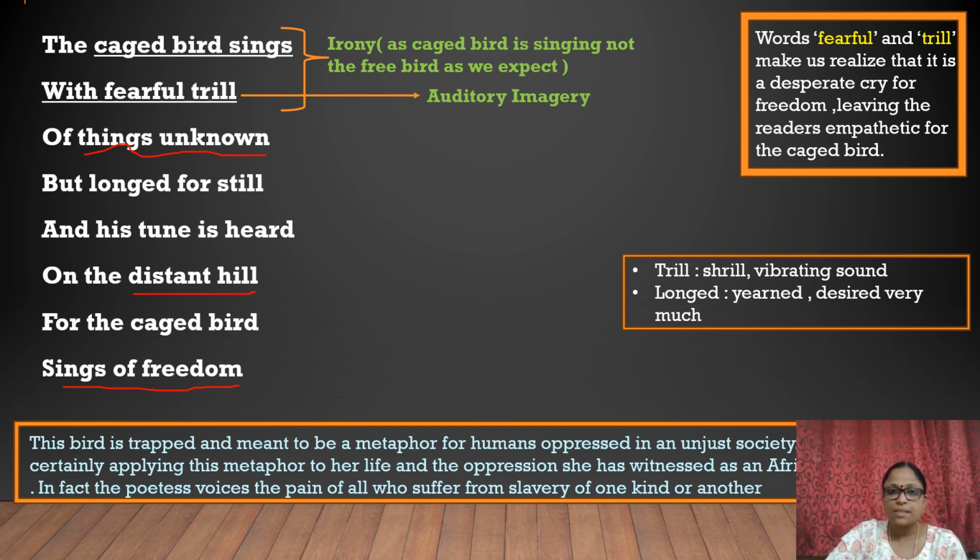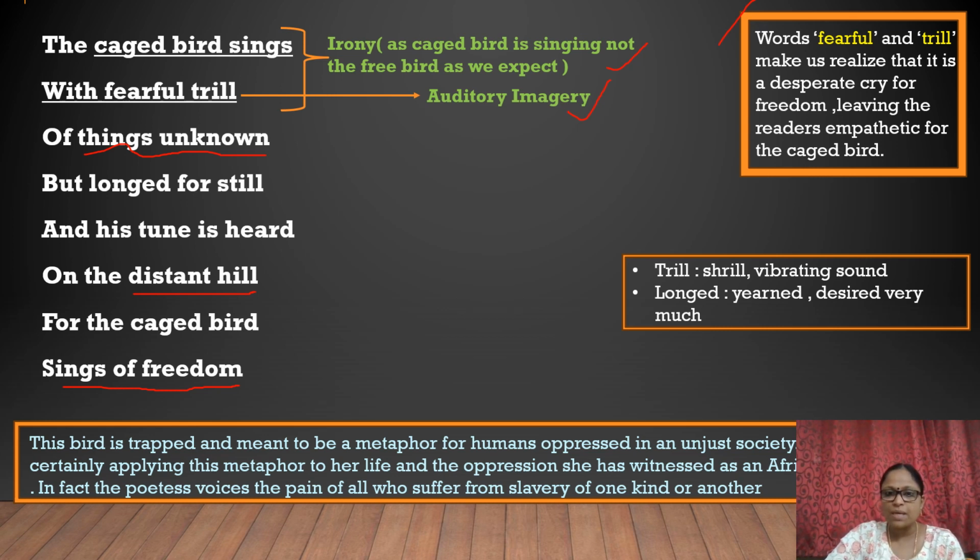Let's look at the poetic devices in this stanza. Irony is used here. Usually we expect the bird who has freedom to sing, but in contrast to that, the caged bird is singing, not the free bird as we expect. So the poetic device used here is irony. How does he sing? With a fearful trill. The trill, the sound, is auditory imagery. The words fearful and trill make us realize that it is a desperate cry for freedom, an important point, leaving the readers empathetic for the caged bird.